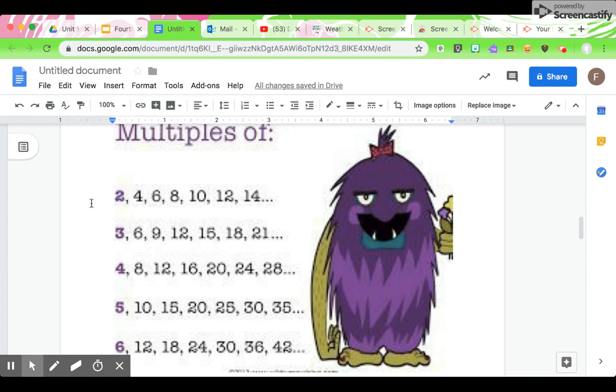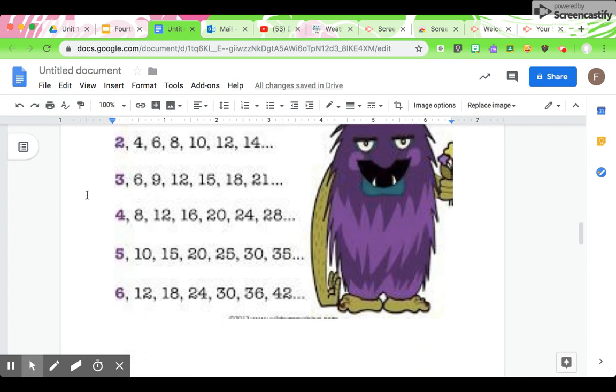So we have 2 plus 2 is 4, 4 plus 2 is 6, 6 plus 2 is 8, 8 plus 2 is 10, 10 plus 2 is 12. Notice it's increasing by the exact same amount for each number. And the distance between each number is the same, which is letting you know that we have the multiples of 2. They're all increasing by a value of 2. And that goes for all the groups of multiples we have here.